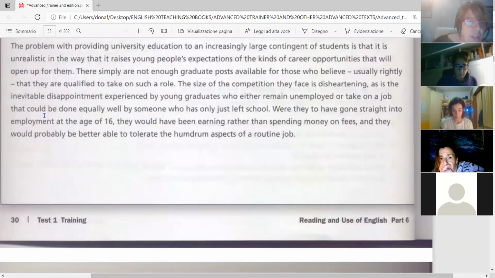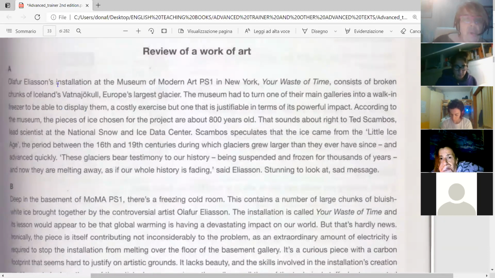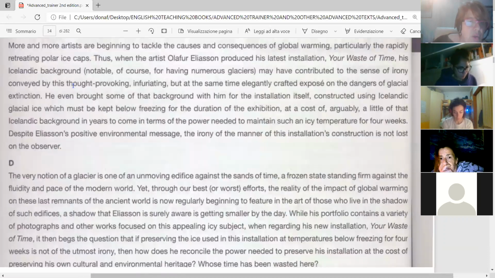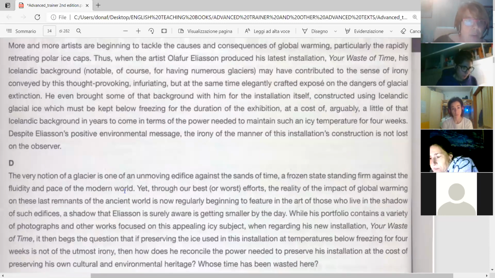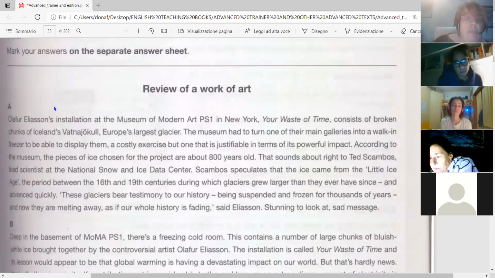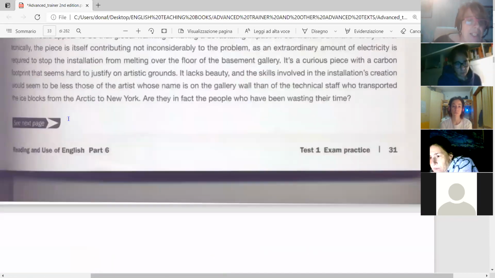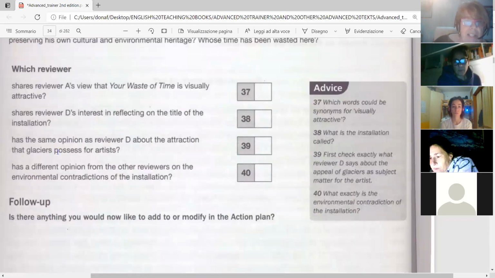Here, a review of a work of art: 1, 2, 3, and 4. Then you have to say which reviewer says something and something else. So you get 4 opinions, and you have to see if it is the same review from speaker A, speaker B, speaker C, and speaker D. So you have to put them here in the proper way.